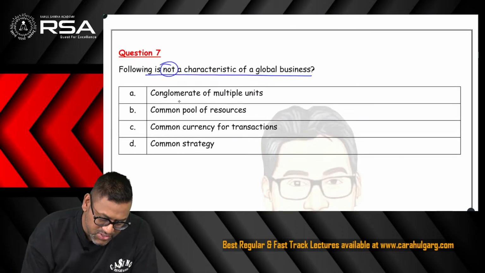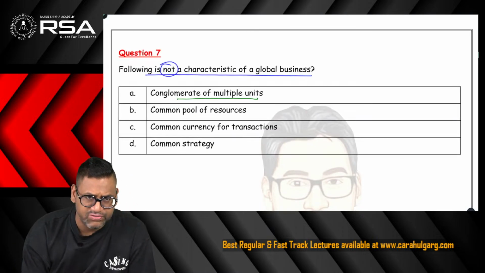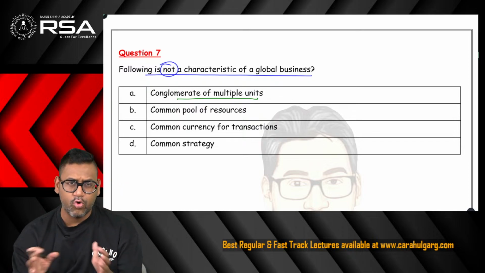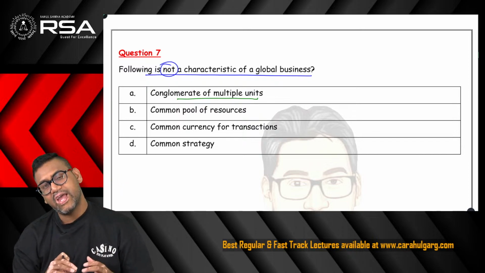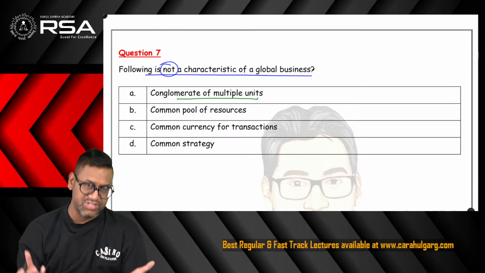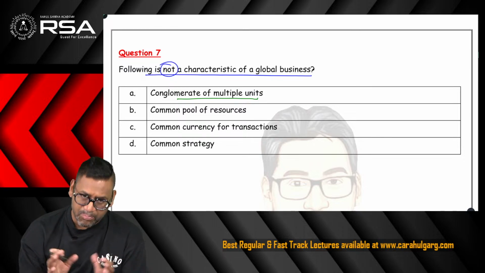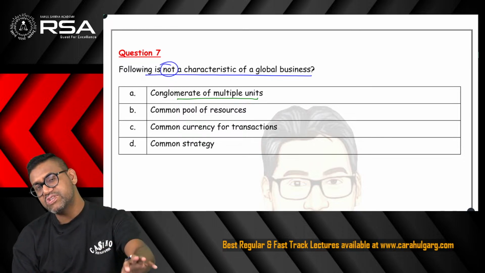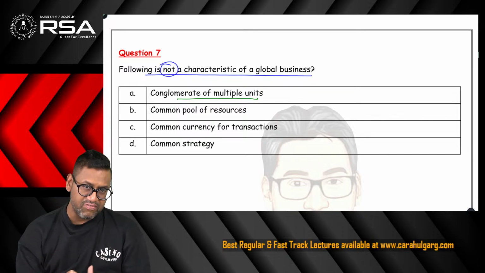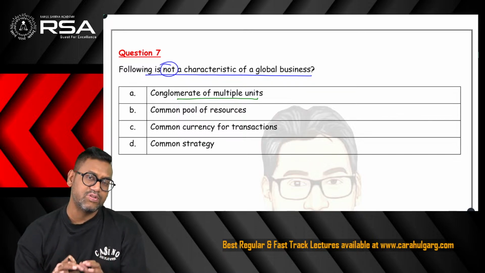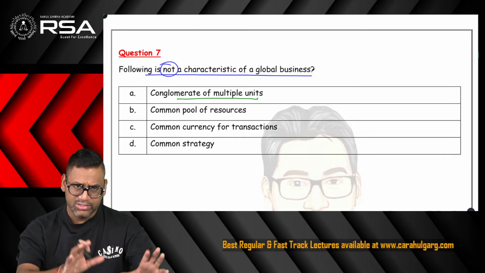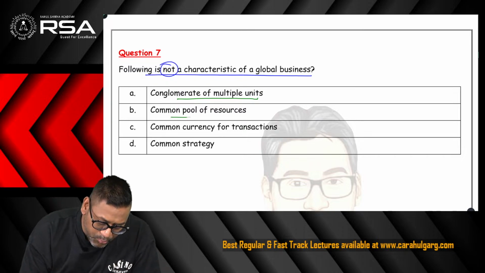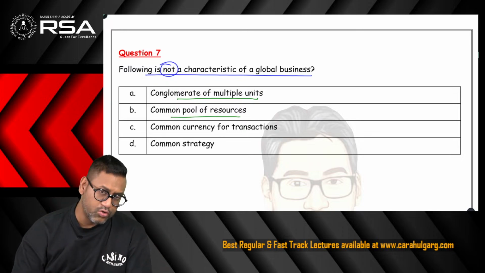Let us see. First one says it's a conglomerate of multiple units. Fair enough. Yes, a global business is a conglomerate. Conglomerate means it is spanning over various kinds of businesses. It is not only in one business, but it's a conglomerate. To diversify its risk, it has a portfolio of more than one business. So that's a characteristic. Common pool of resources, again that's a characteristic of the global business.